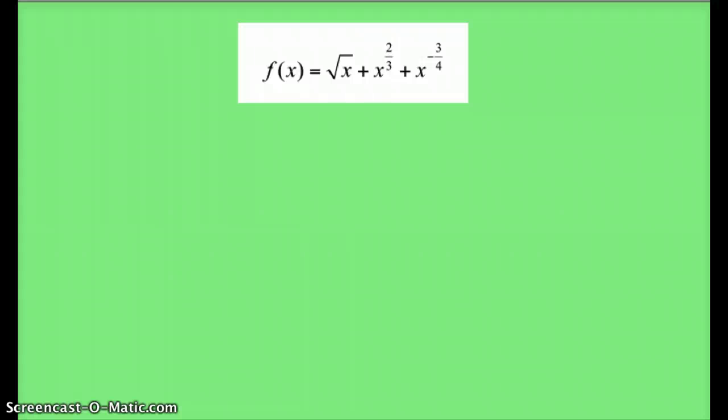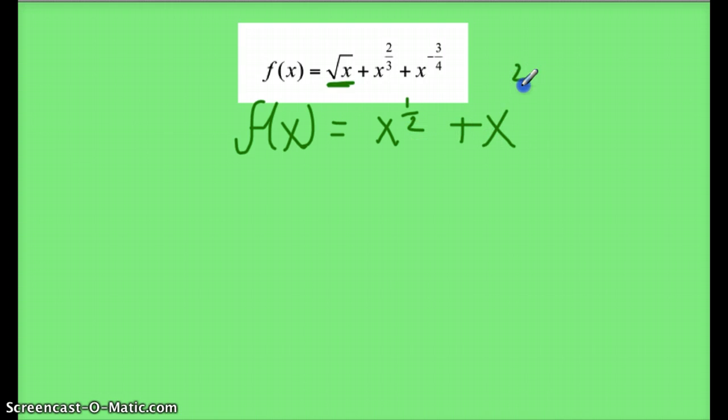Alright, so let's take a look at this problem here. How is this different from our previous problem? Well, yes, they're fractions, but if you notice, I have a square root term. So anytime I have a term like this, I'm going to want to rewrite it so I can have a power instead. So if I rewrite this, I get f of x is equal to x to the 1/2 plus x to the 2/3 plus x to the negative 3 over 4.